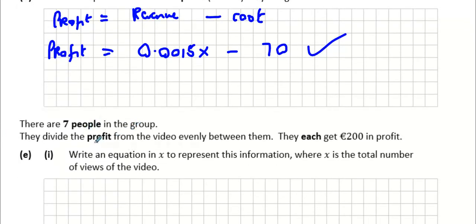There are 7 people in the group. They divide the profit from the video evenly between the 7 of them. If they each get €200 profit, write an equation in X to represent this information. So how many views did they need to make this happen? Well, put it this way, guys. It's 7 multiplied by 200, because if they each get €200 in profit, that's 1,400 in profit total. So the amount of profit has to equal 1,400.